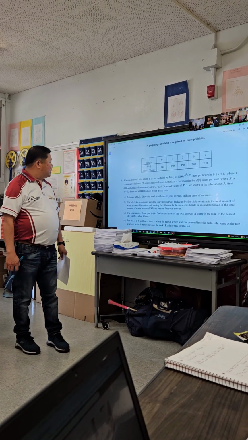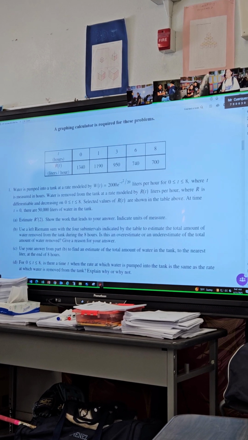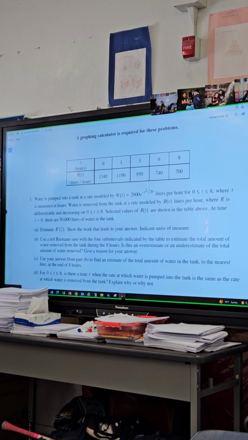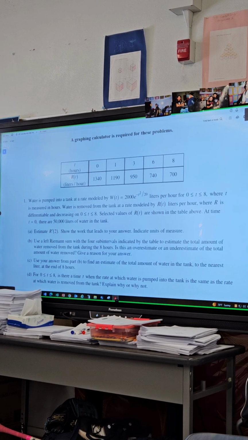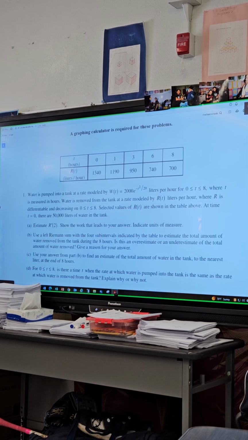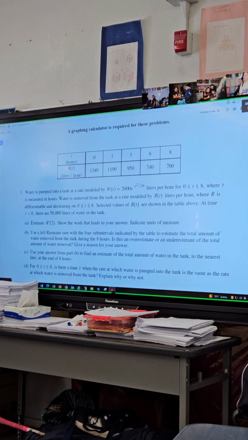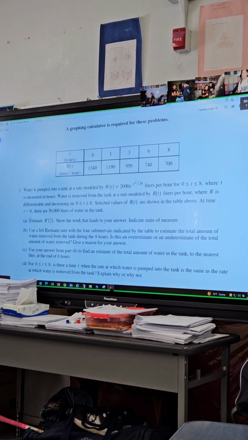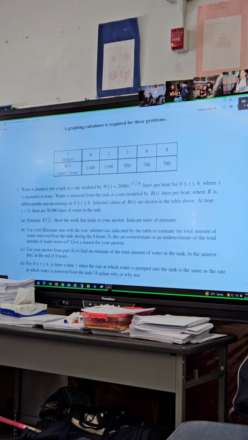Diego Martinez, can you read the problem for me, please? Water is pumped into a tank at a rate modeled by W(t) equals 2000 e to the negative t squared divided by 20 liters per hour for 0 ≤ t ≤ 8, where t is measured in hours. Water is removed from the tank at a rate modeled by R(t) liters per hour, where R is differentiable and decreasing on the interval 0 ≤ t ≤ 8. Selected values of R(t) are shown in the table above. At time t equals 0, there are 50,000 liters of water in the tank.